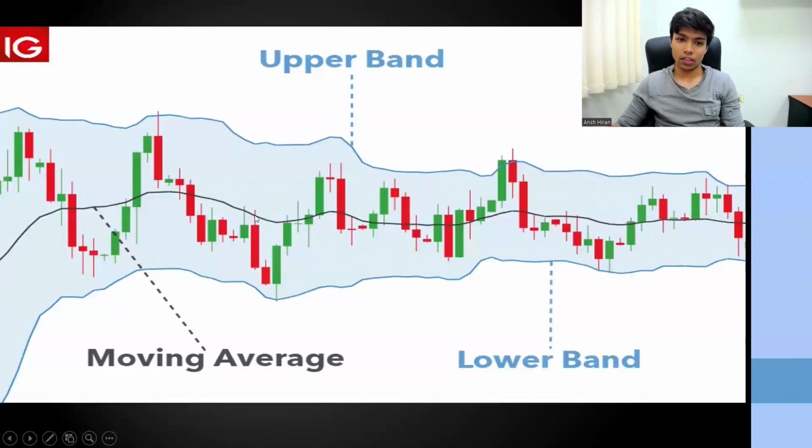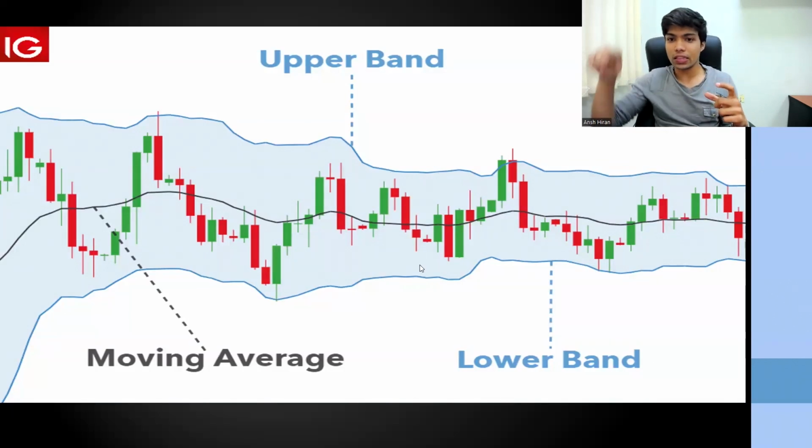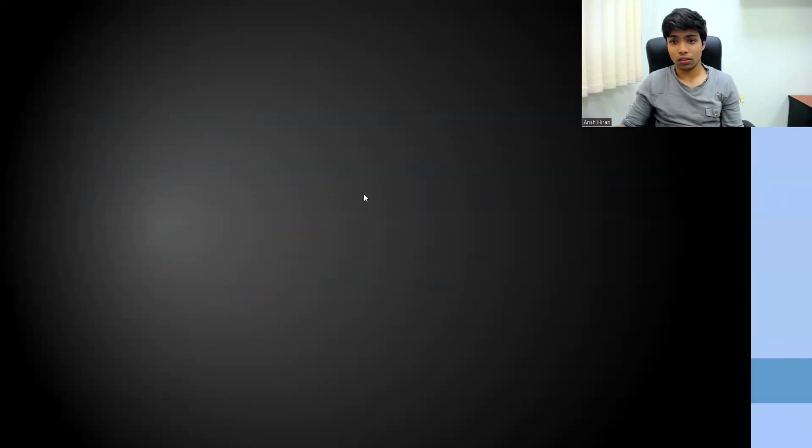this looks like this. This is a band which moves along with your price. It has three components. First one is the middle band, second one is the upper band, and third one is the lower band. And the price moves between these three bands. Now, let me tell you what all these three bands actually mean.